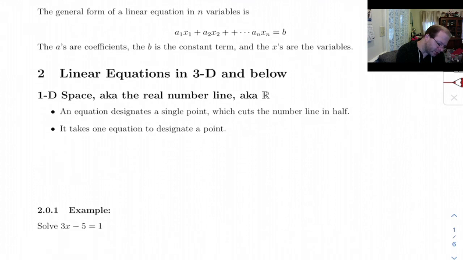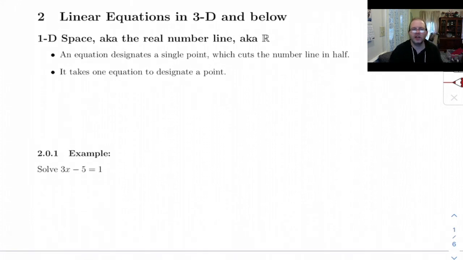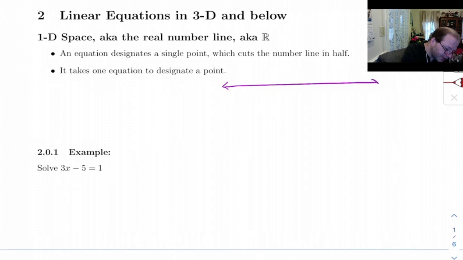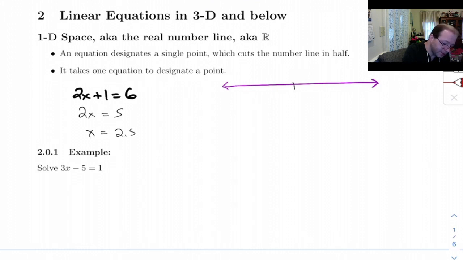All right, so one of the first things I want to do here is talk about linear equations and how they relate to points in the various spaces: three-dimensional space, two-dimensional space, which is the plane, but we'll start with one-dimensional space, which is just the real number line. If I draw the real number line here, we can think of that as a one-dimensional space that you could move back and forth on. So if you have just a single equation, let's say 2x plus 1 equals 6. If we solve this, we get 2x equals 5, so x is 2.5. So if this is 0, then 2.5 is somewhere over here. And that's our solution.